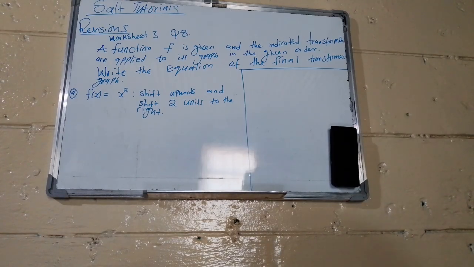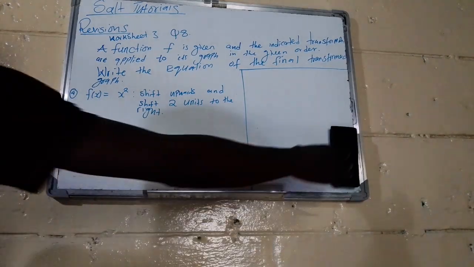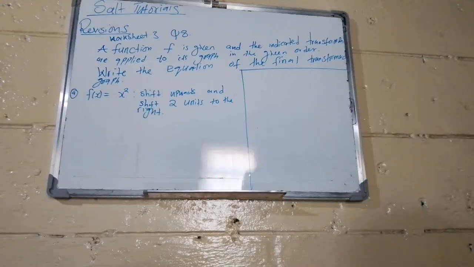I'm going to start with the first question, which is talking about sketching by transformations. Then from there, we'll be able to pick it up with other revision questions. So, you can look at your worksheet 3, question 8, which is giving us a number of instructions to look at.